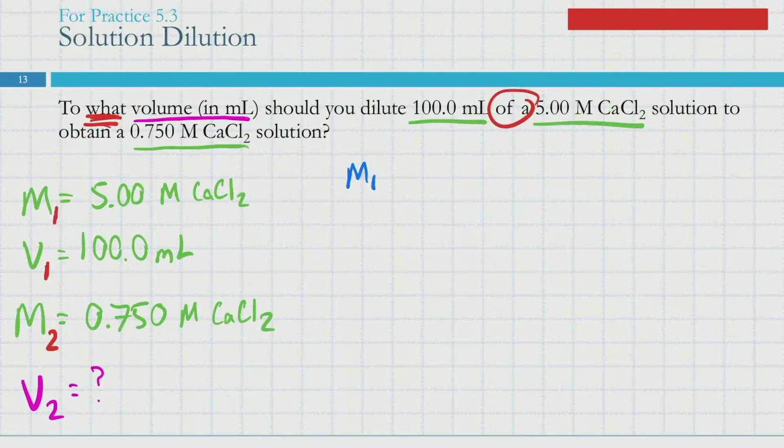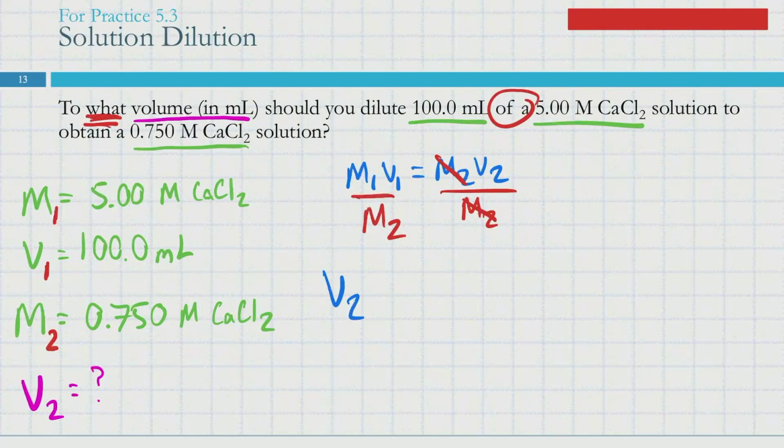Okay, so M1V1 equals M2V2. We are looking for what we've labeled in this case V2. So we divide both sides by M2, flip the left and right, V2 equals M1V1 over M2. If you solved for V1, you'd get the same thing, but the labels would be switched. That's why it doesn't matter if you label them 1 or 2.